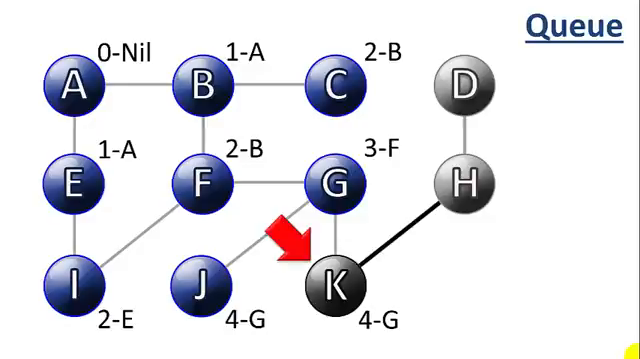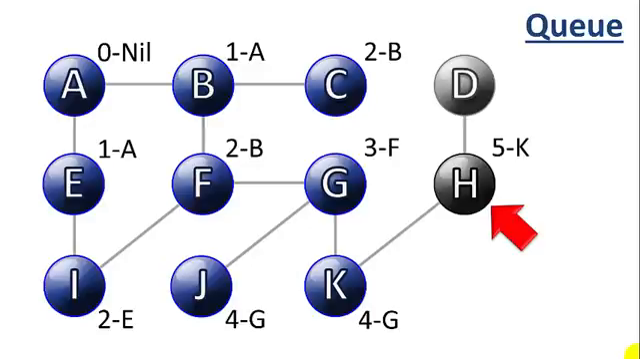We pop K off the queue, and K has one outgoing edge to vertex H. So we're going to paint H black. We update its predecessor and distance values to 5 and K, and we add H to the queue. Now we're done with K, so we can paint K blue. We visit H. H has one outgoing edge to vertex D, so we can paint D black, update its distance from the source to 6 and its predecessor vertex to H, and add D to the queue. Now we're done with H, so we'll paint H blue.